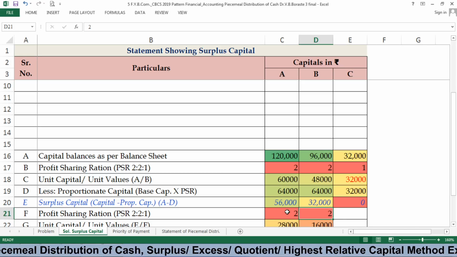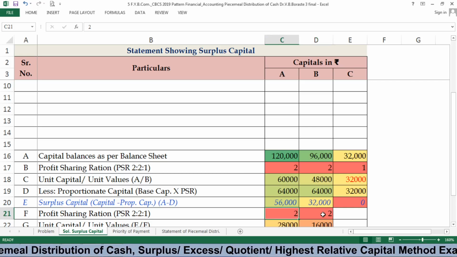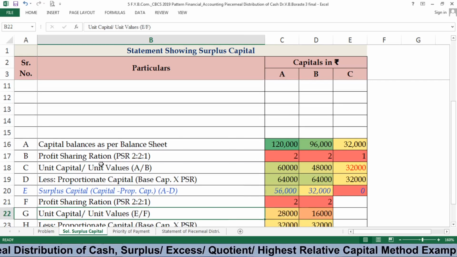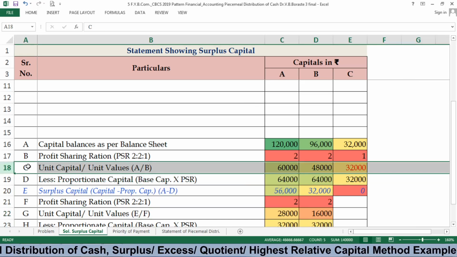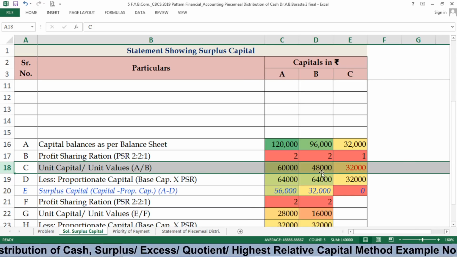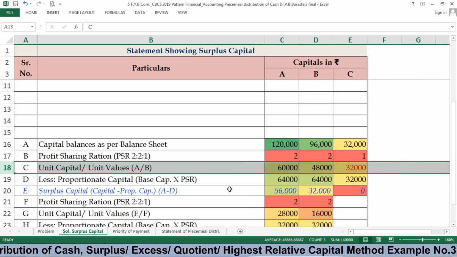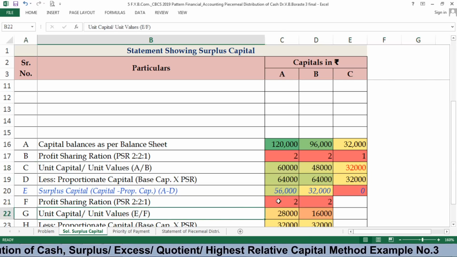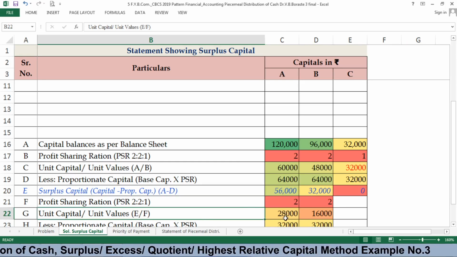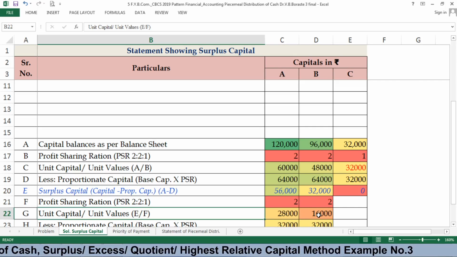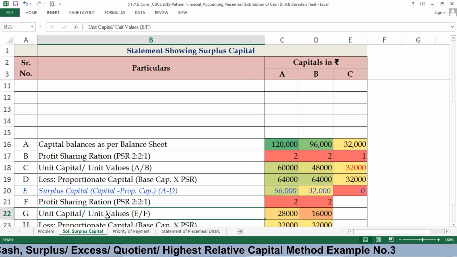So 56,000 divided by 2 and 32,000 divided by 2, we will get unit capital. Same as whatever we have done over here in the earlier row, where we got 60,000, 48,000 and 32,000 as unit capital. So again we get unit capital here: 56,000 divided by 2 comes to 28,000 and 32,000 divided by 2 comes to 16,000. So the balance is called unit capital.